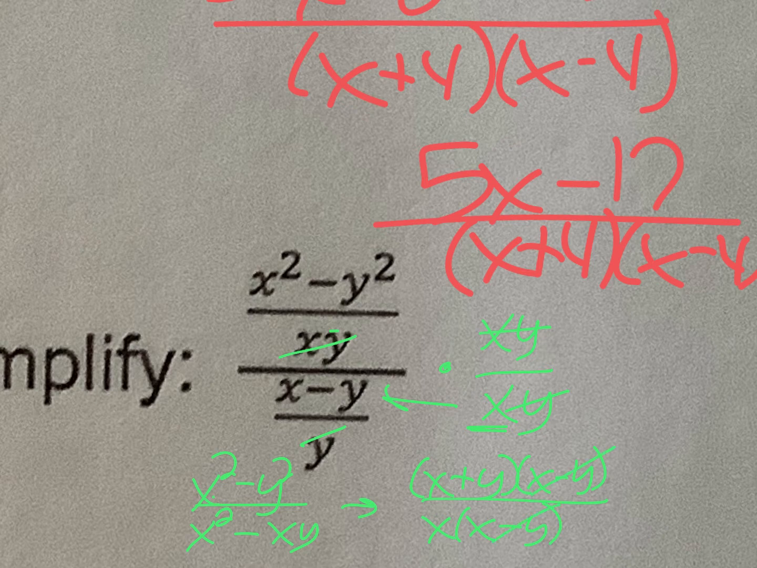These x minus y's cancel each other. That leaves you with x plus y over x. And guys, that's it. All right, let's keep going.